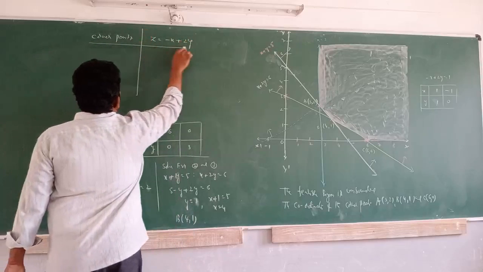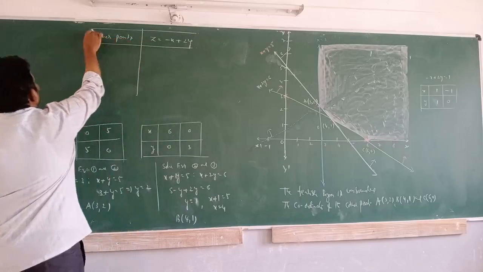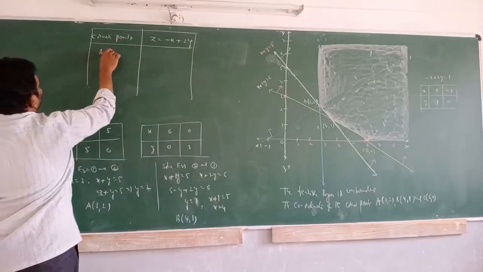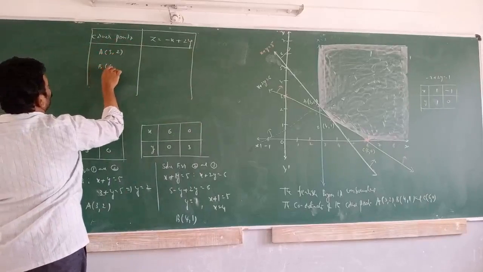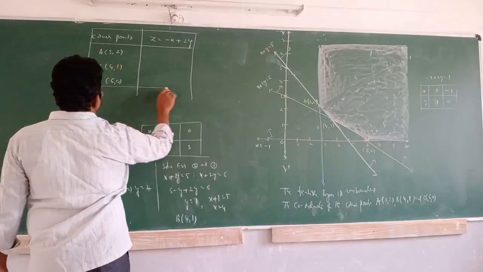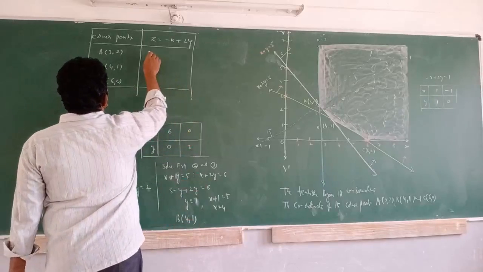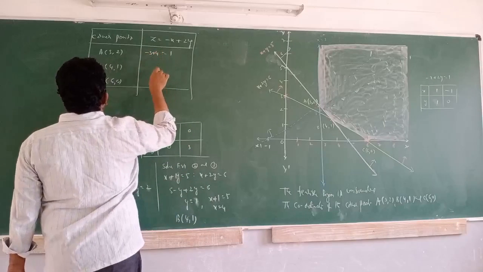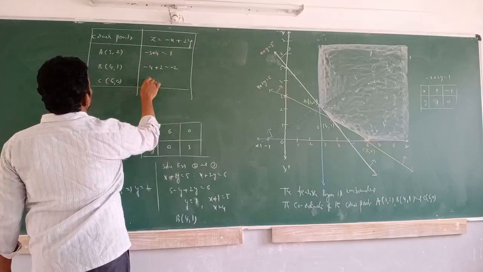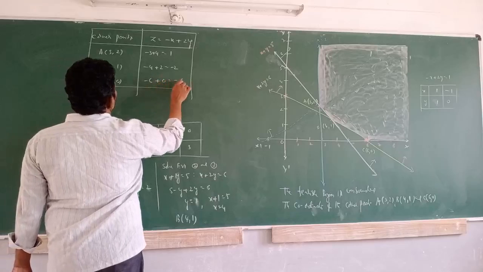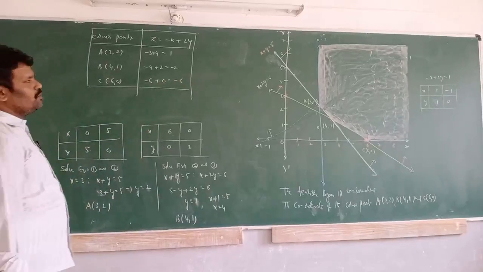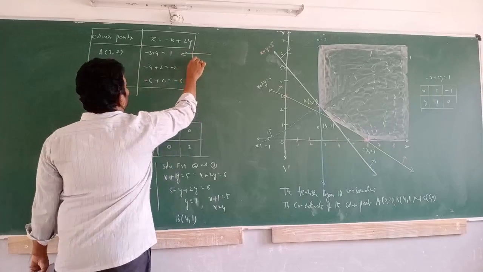Now see, if you want to find x plus 2y, then what corner points do we get? A of 3 comma 2, B of 4 comma 1, C of 6 comma 0. Now substituting at the corner points, z is equal to minus 3 plus 4, that is equal to 1. Minus 4 plus 2 is equal to minus 2. Minus 6 plus 0, that is equal to minus 6, at 6 comma 0. Okay?